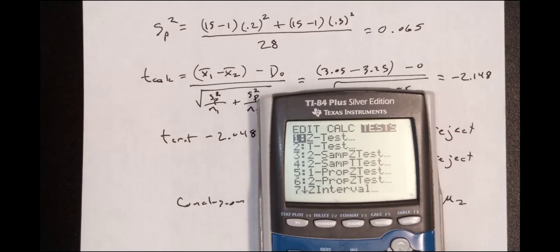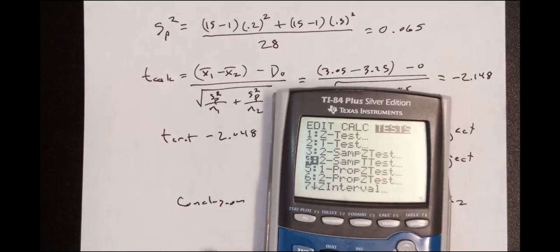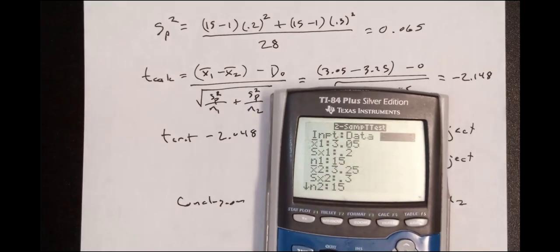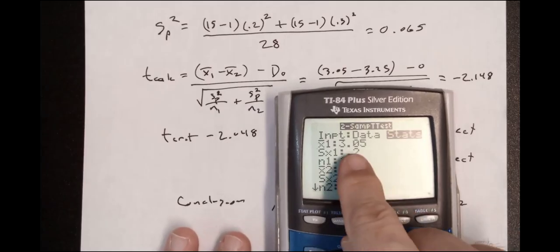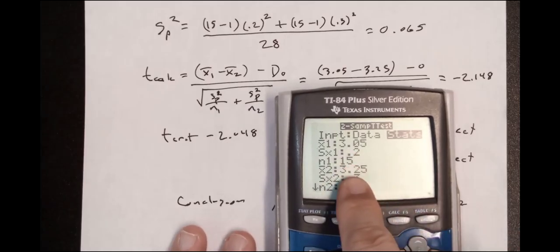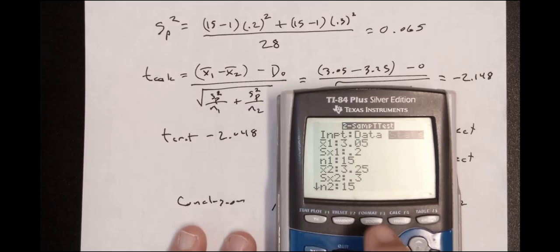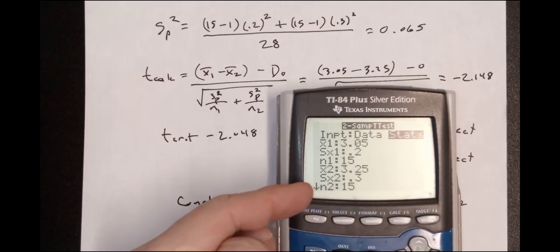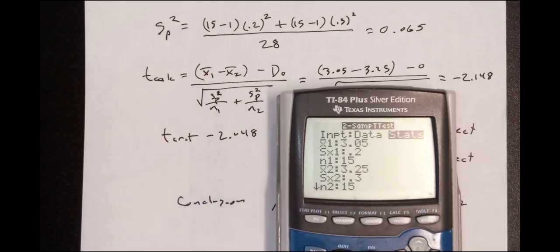But here, if I go to that 2-sample t-test, I can tell it I want to give it the statistics. I can type in the average, standard deviation, and number of people in group 1, and the average, standard deviation, and number of people in group 2. See the little arrow next to where it says N2? That means there's more, so I keep going down.